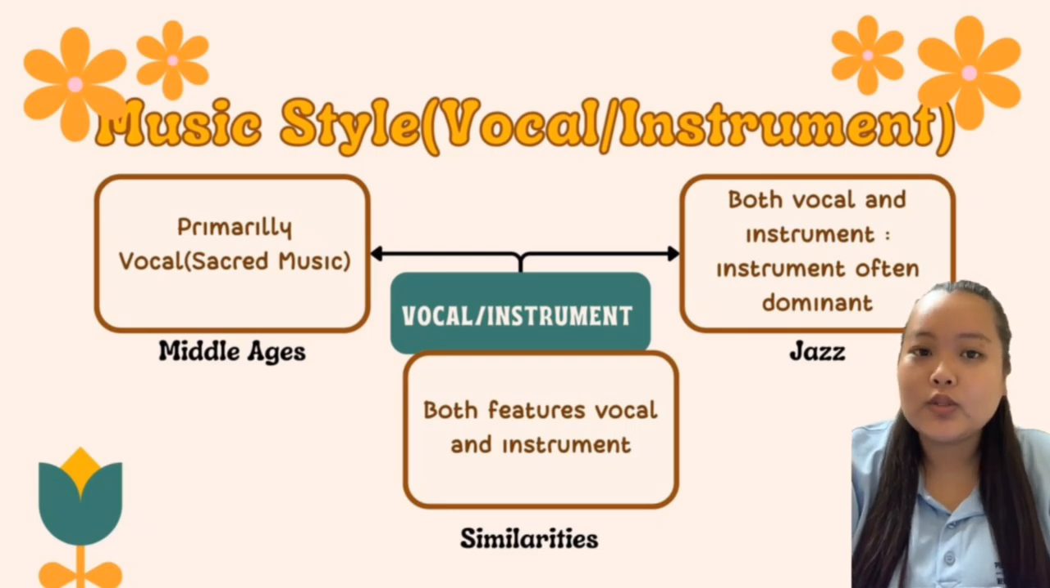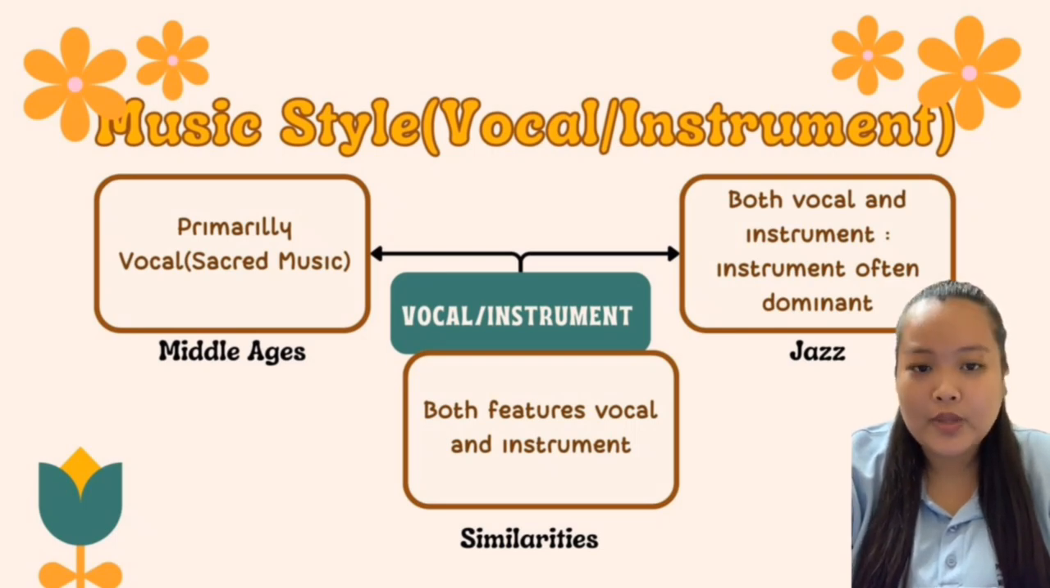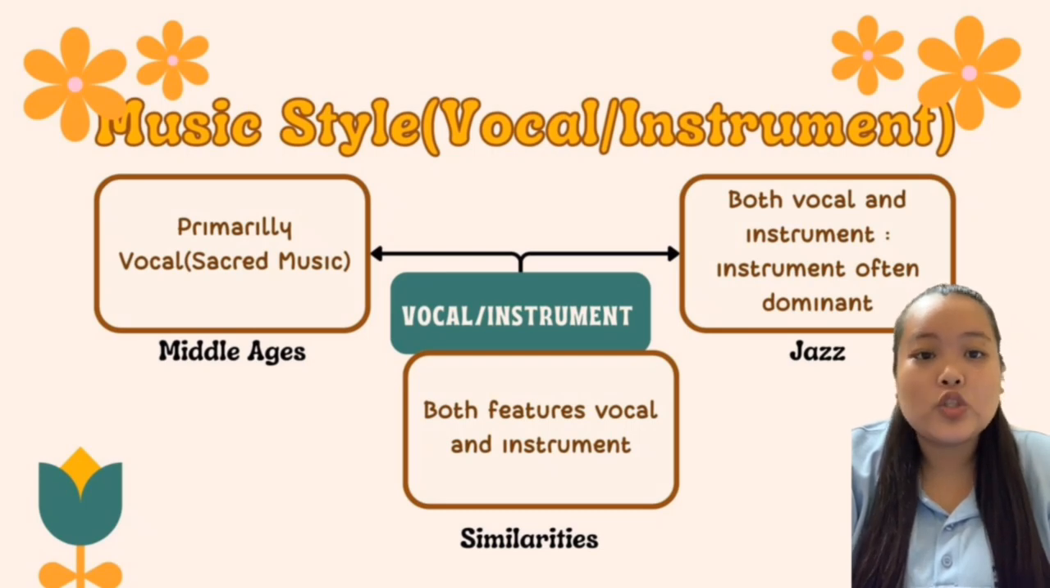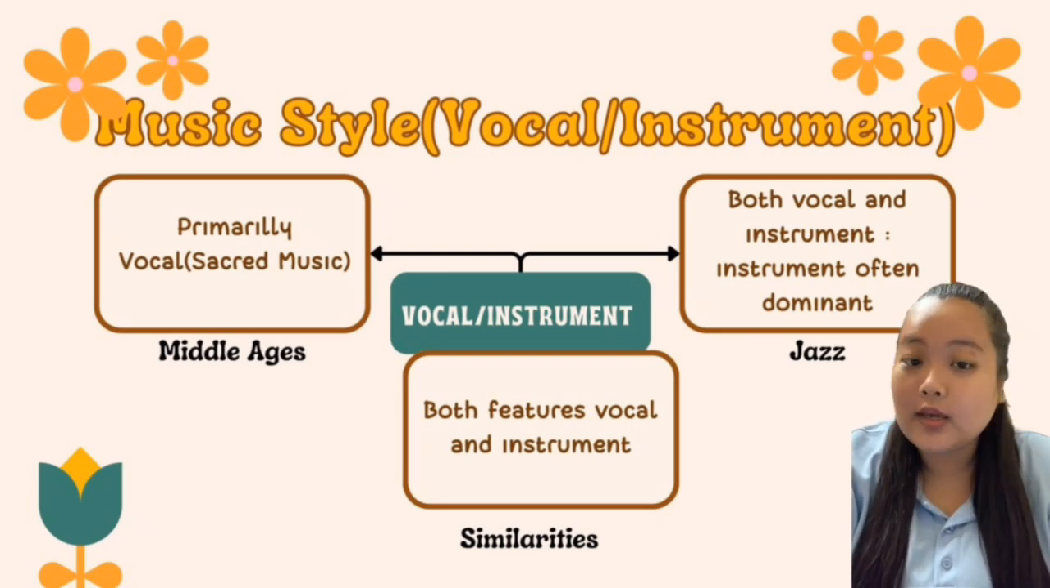In the Middle Ages, music was mostly vocal, especially sacred music like hymn and chant. Instruments were used, but often in secular or folk settings. In jazz, both vocal and instrumental styles are prominent, and instrument solo and improvisation are key features, but vocals also play an important expressive role, like jazz standards and scat singing.